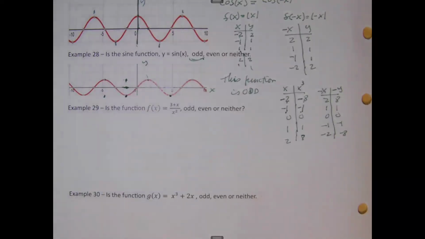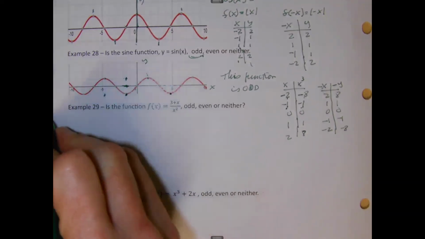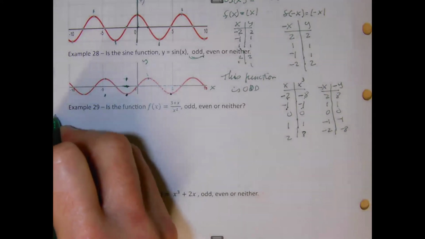We're going to now look at actual equations. Is the function f of x equals (3 + x) divided by x squared odd, even, or neither? All right. So to do this, I'm going to do this in two parts. First, I'm going to just check even. Is it even?